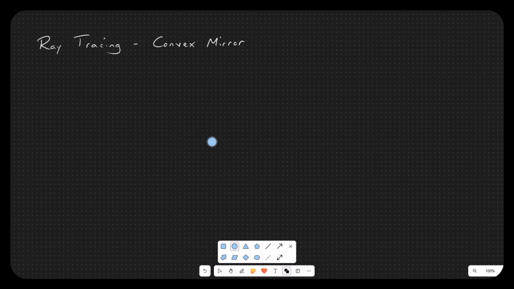We've looked at ray tracing with lenses. Now we're going to start with mirrors. So first I'm going to start with a convex mirror. And I'm going to save myself a little bit of work, but I'll come back to that in a second or show you how. With a convex mirror, we have a sphere like this.